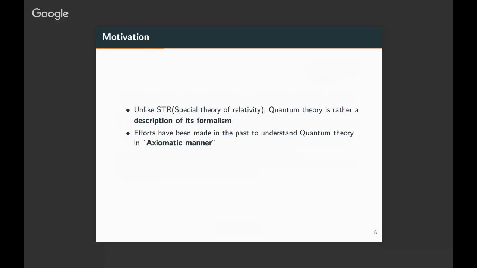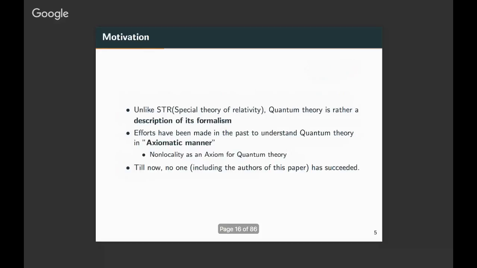Efforts have been made in the past to understand quantum theory in a geometric manner. For example, this paper, non-locality as an axiom for quantum theory, was used by Popescu and Rohrlich to derive quantum theory in a geometric manner. But till now, no one, including the authors of the paper which I'm going to discuss, has succeeded.